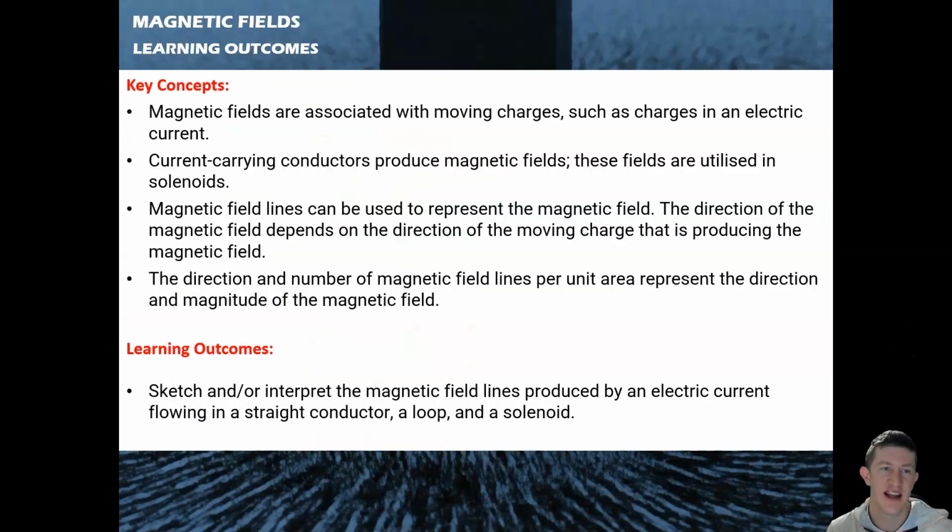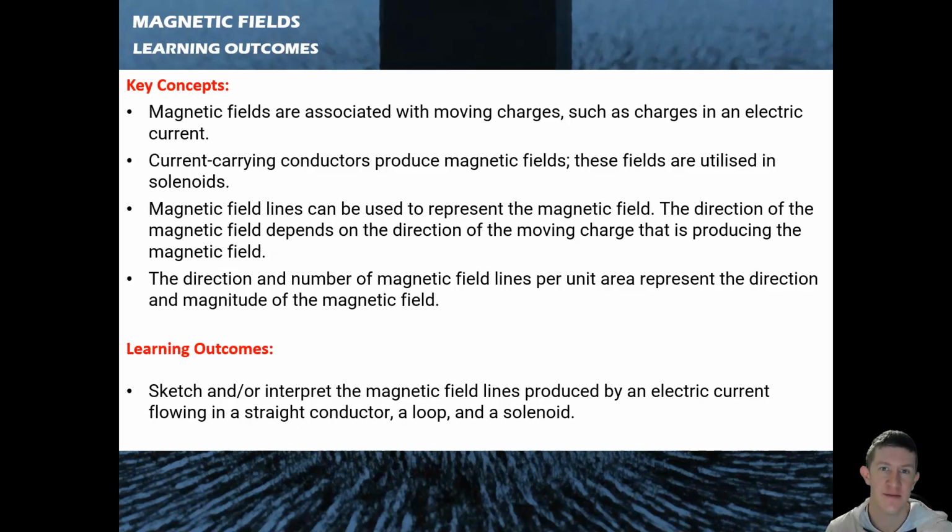So the key concepts for today are looking at the concept around magnetic fields being associated with moving charges, looking at this concept of a solenoid being created by a current carrying conductor, and looking at how we represent magnetic field lines in terms of their strength, their direction, and things like that.